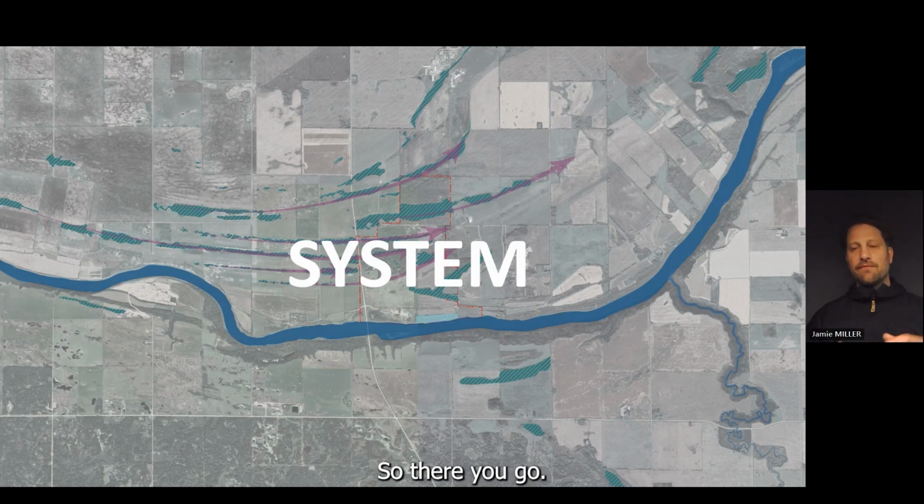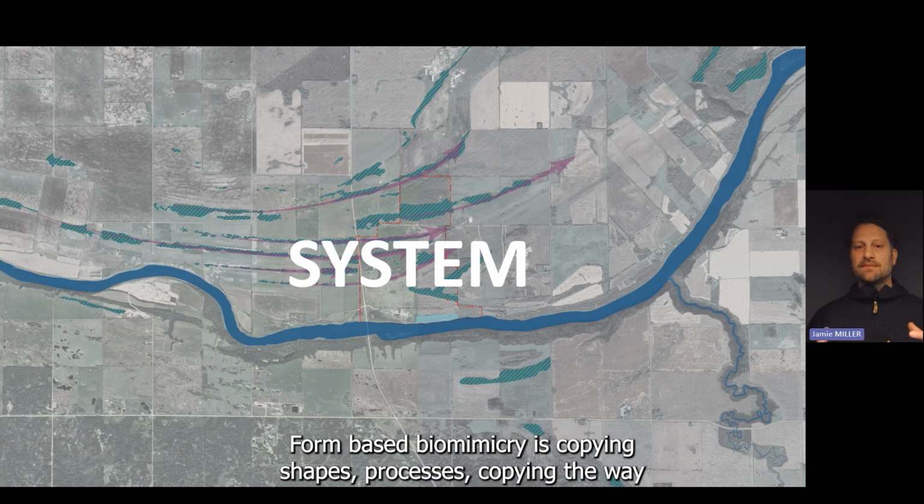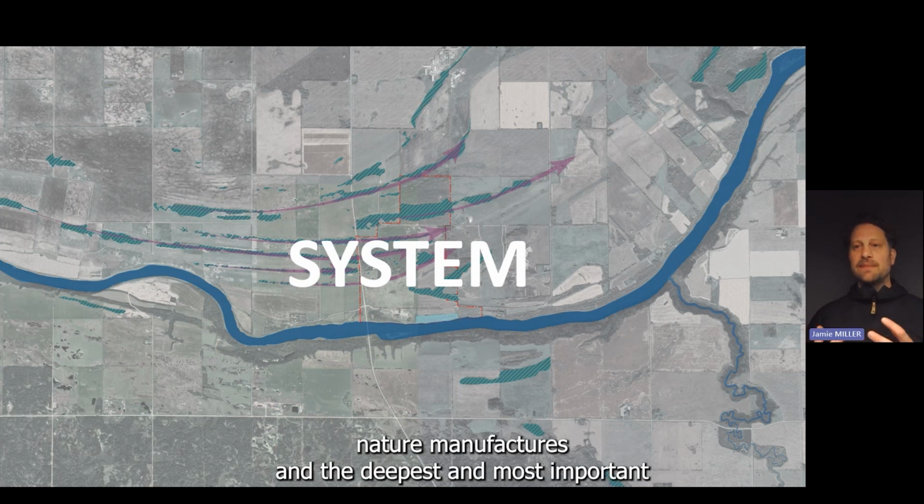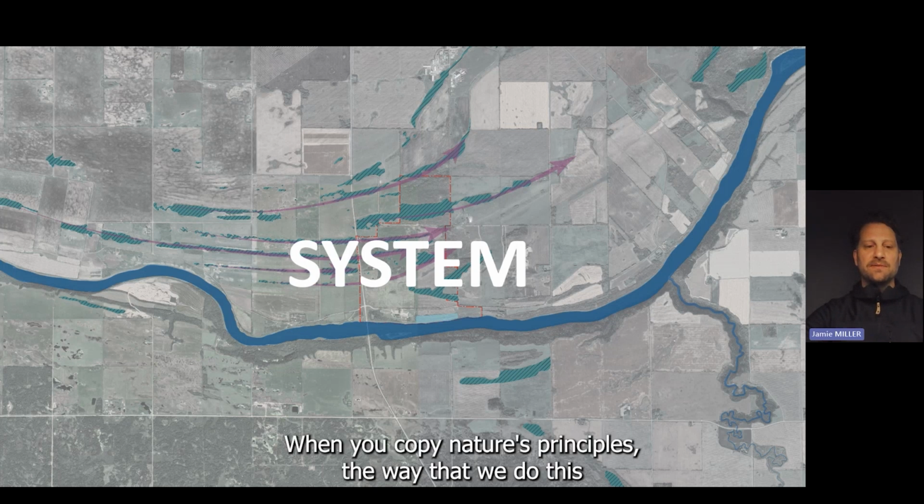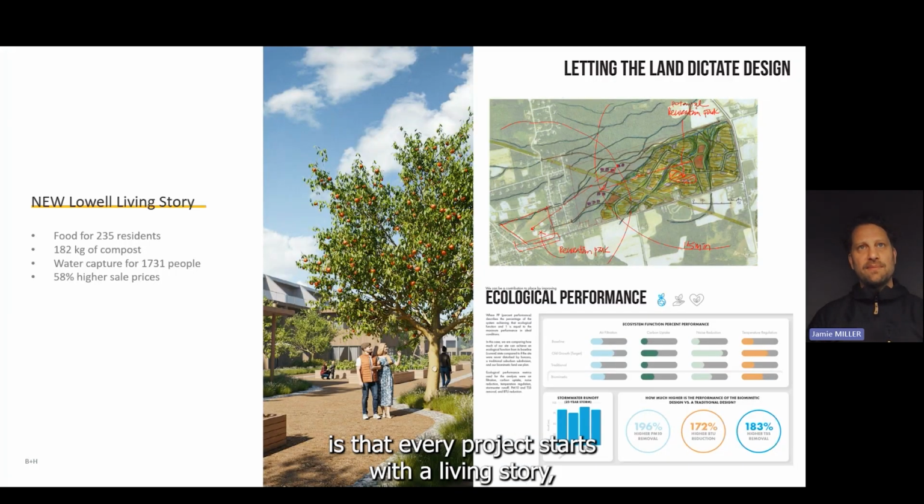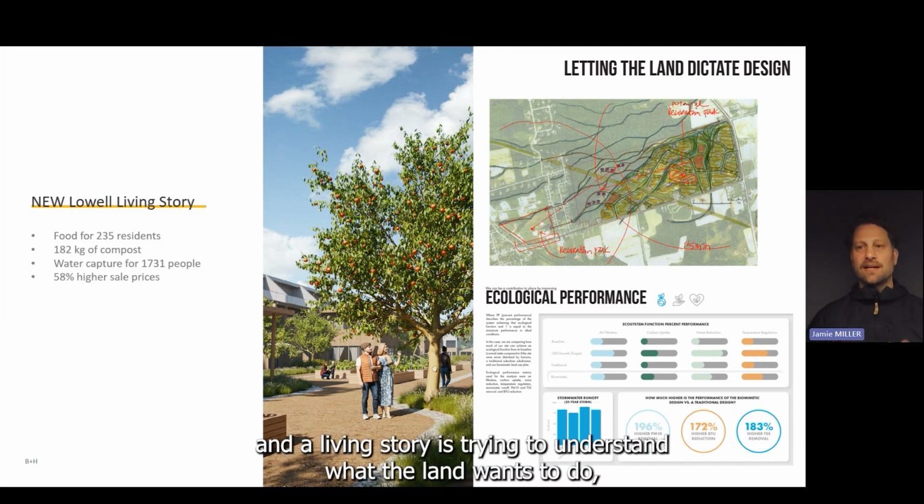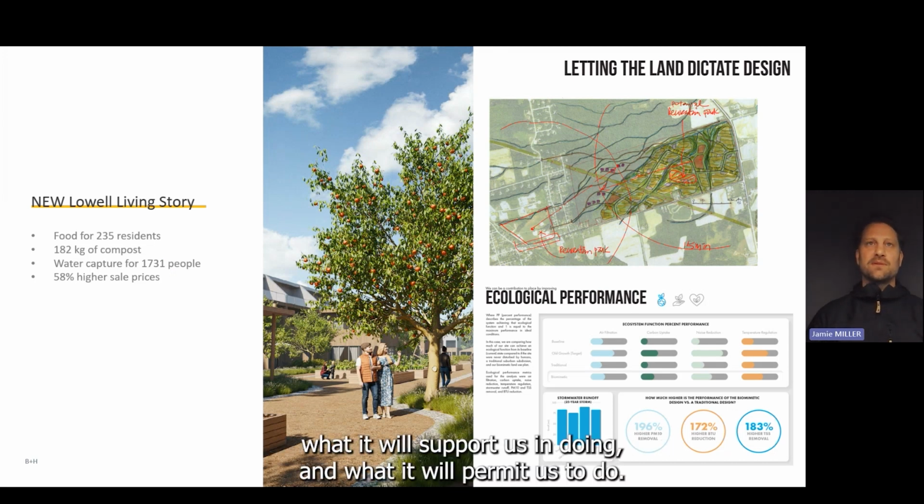So there you go. Form-based biomimicry is copying shapes. Process is copying the way nature manufactures. And the deepest and most important is systems level biomimicry when you copy nature's principles. The way that we do this is that every project starts with a living story. And a living story is trying to understand what the land wants to do, what it will support us in doing, and what it will permit us to do.